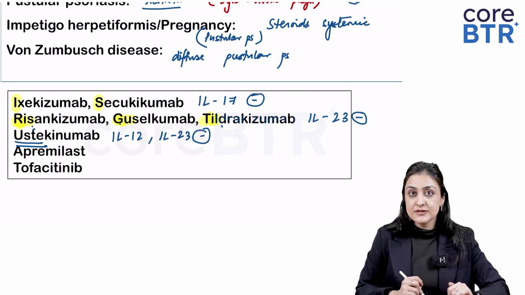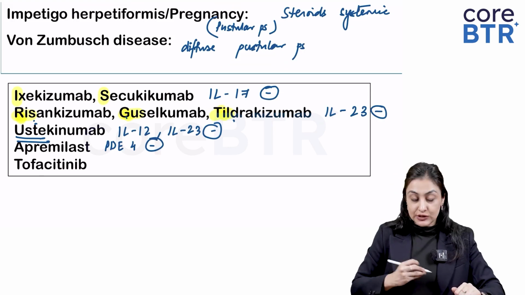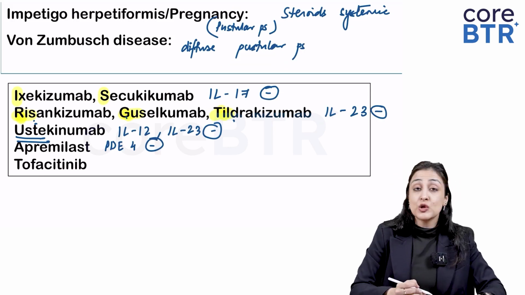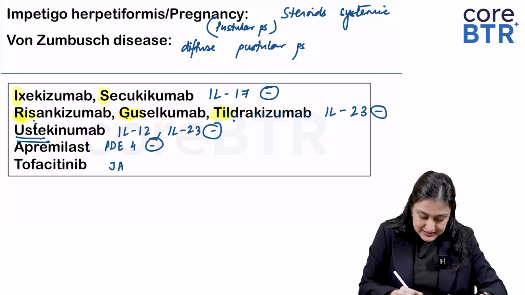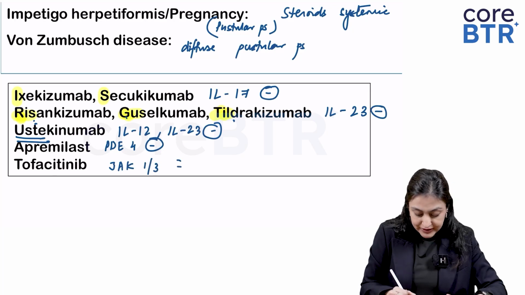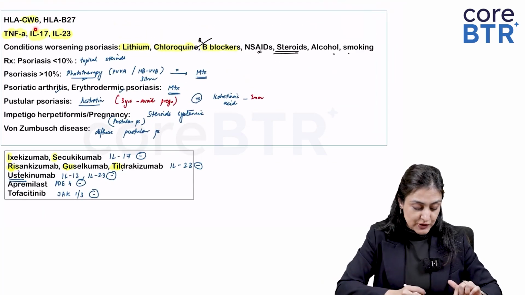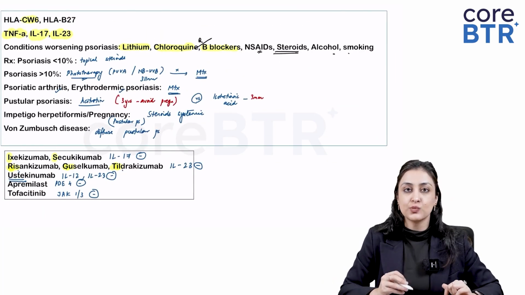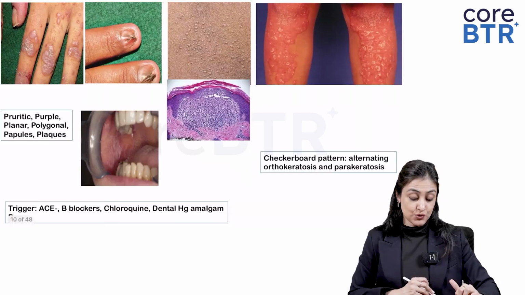Then you have 2 new drugs. This is Apremilast, a PDE4 inhibitor, new drug. Tofacitinib, will also study this in rheumatoid arthritis. This is a JAK kinase inhibitor, JAK1 and 3 inhibitor. So these are all the new drugs. You can also use TNF alpha inhibitors because that also has a role, same as rheumatoid, right? So this is a few drugs which are used in psoriasis.